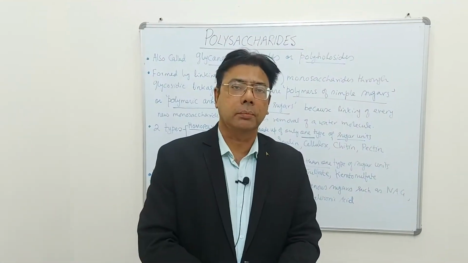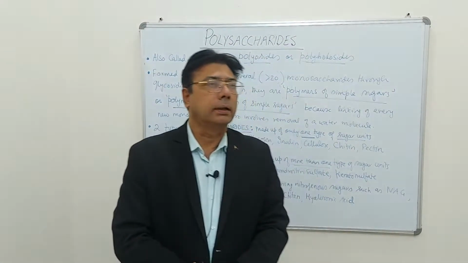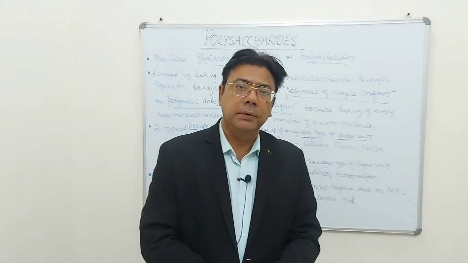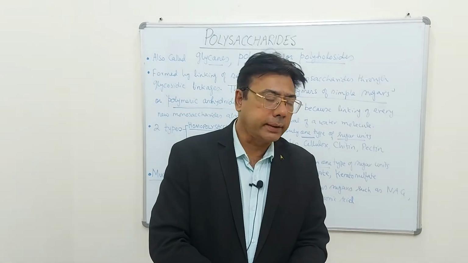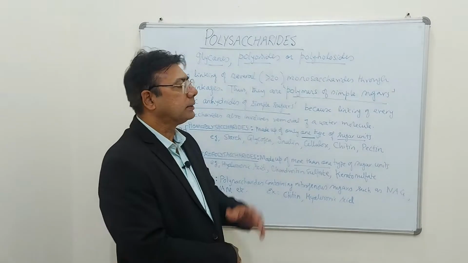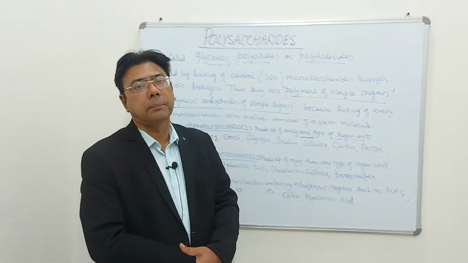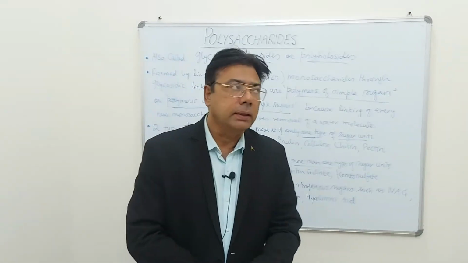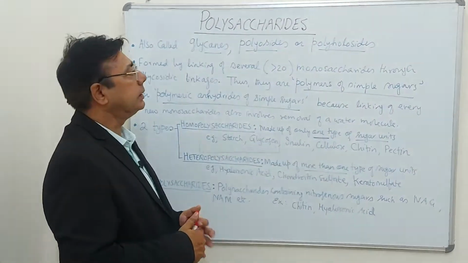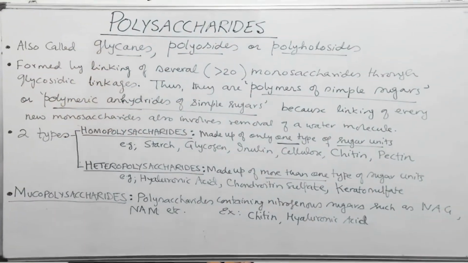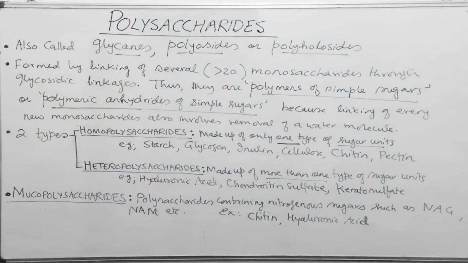Today I am going to talk about polysaccharides. This is perhaps the last video before I describe the metabolism of carbohydrate. Polysaccharides, as the name suggests, are polymers of monosaccharides. They are also known by alternative names such as glycans or polyosides or polyolosides. These are all alternative names for polysaccharides.